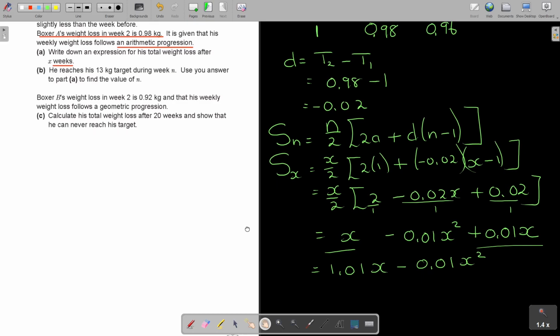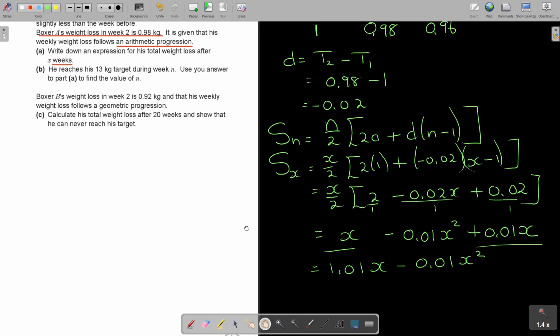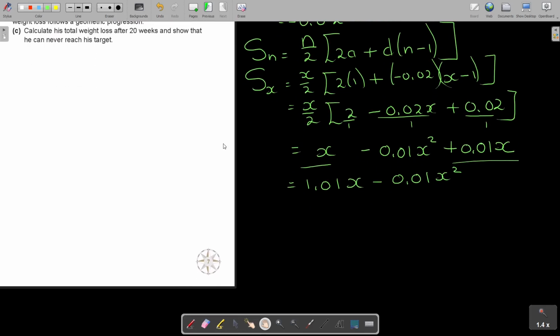He reaches his 13th target during week N. Use your answer to part A to find the value of N. Okay, so I know now, so this is for number B. So I know that Sx is 1.01x minus 0.01x squared. So I now put the 13 here, and I want to find the value of x.